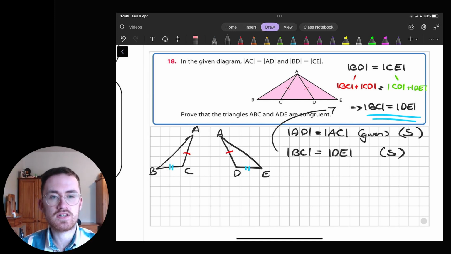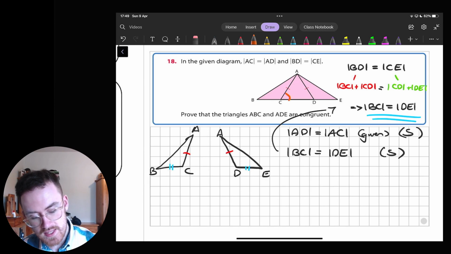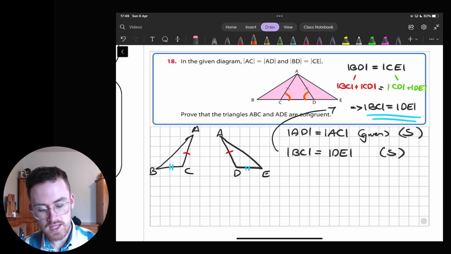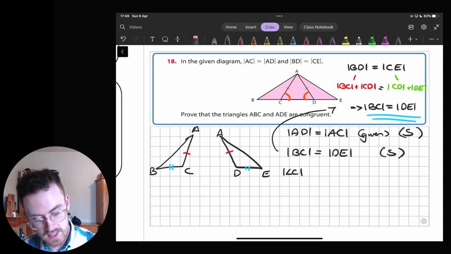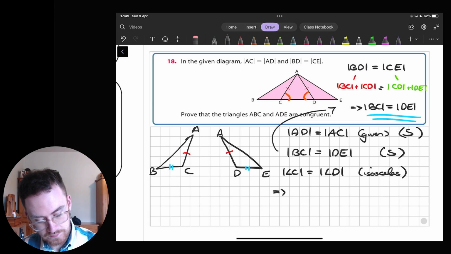So what we might like to do here is find the last side, but there's nothing in the question that we can specifically use to give us that last side definitely being equal. We possibly could work our way around it. But one other point we can look at is that this angle here and this angle here will be equal to each other. So angle C would be equal to angle D, and that's because it's an isosceles triangle. Isosceles triangle. What that means is angle ACB is equal to angle ADE.